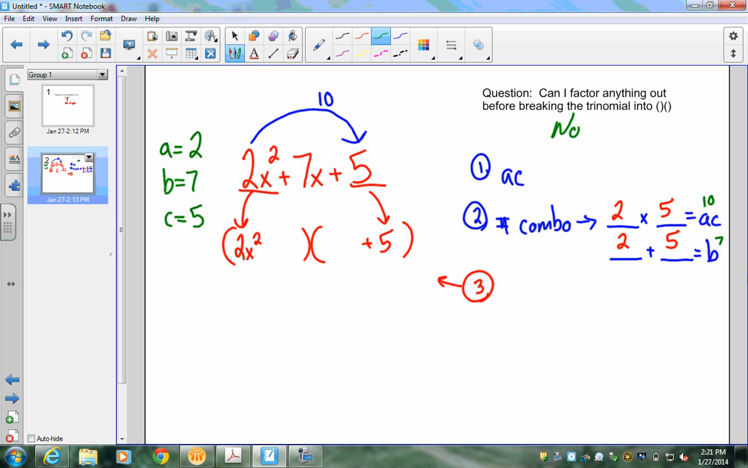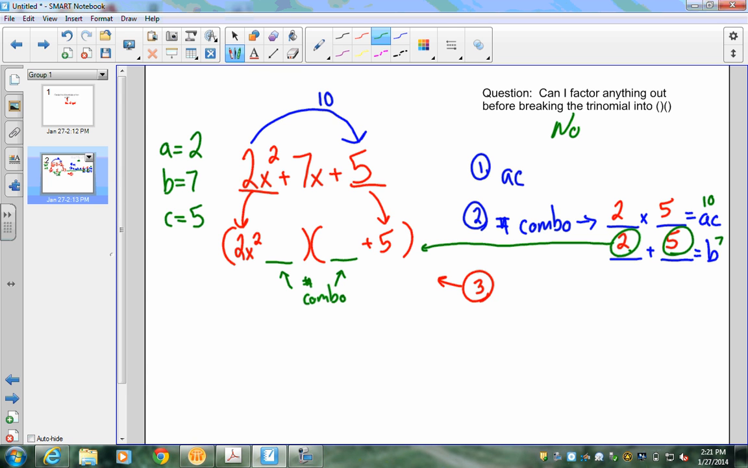Now, as you can tell, there's two more spots to fill in. What goes in this spot and what goes in this spot is our number combination, our number combo, which in this case was 2 and 5. So I'm going to put 2 and 5 into this parenthesis.